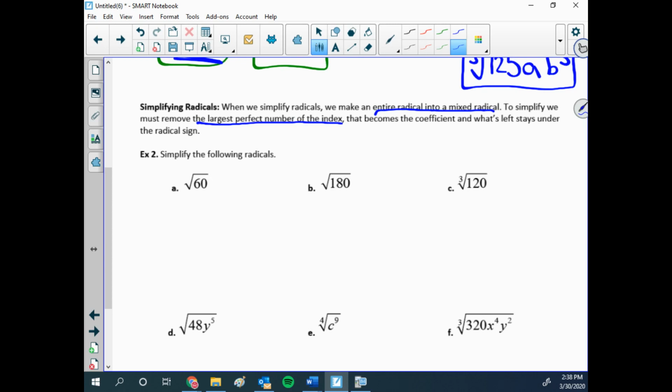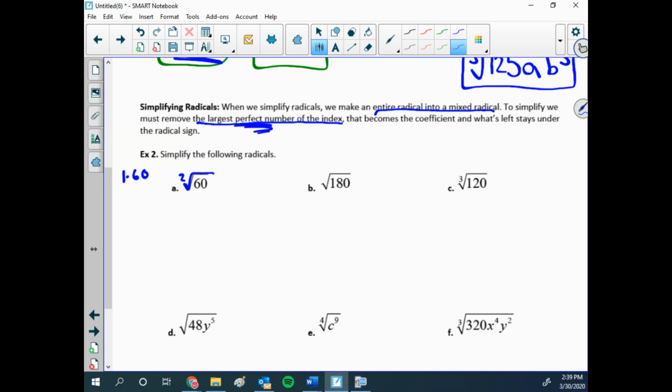Now, there are a few different ways that you can approach this. I'm going to look at the longest way to do it first, and then we'll start looking at some shortcuts. So basically what I'm going to do here is look at the square root of 60. I need to break that up into some factors, and the factors have to be some sort of perfect power of the index. Because the index is 2 here, I'm looking for factors that are perfect squares.